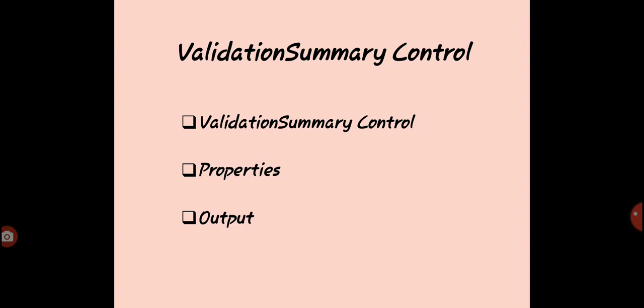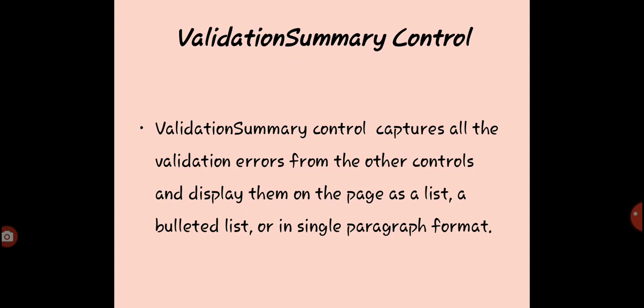These are the contents we are going to see about the control, then its properties, and then by executing one piece of coding we will see the output. So this is the validation summary control. As you see here, it captures all the validation errors from all the controls and displays them in a single page, as a list or inline.